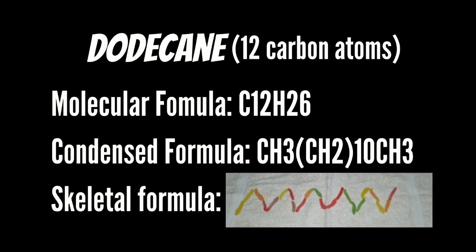In summary, the dodecane has 12 carbons with molecular formula C12H26, condensed as CH3(CH2)10CH3, and the skeletal formula is drawn like this.